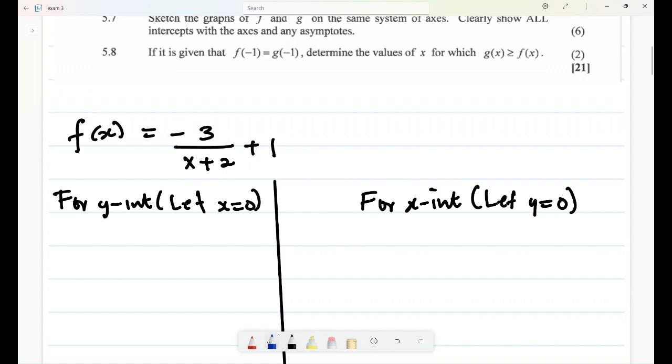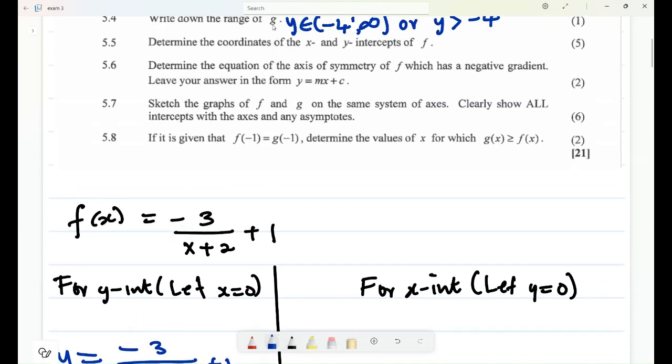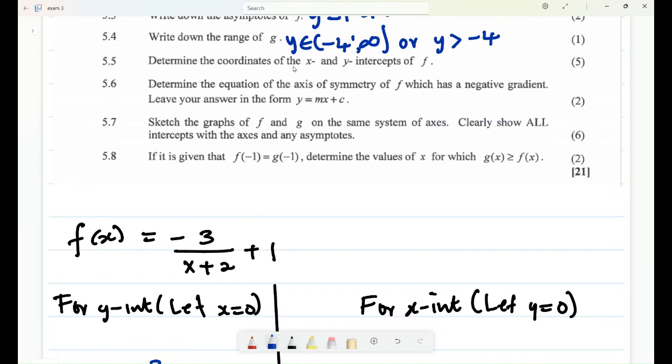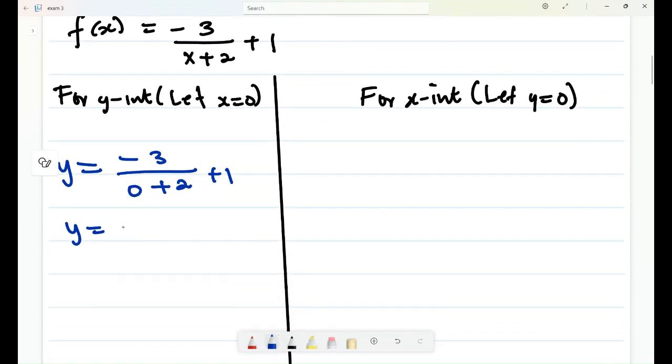So now let's calculate. For the y intercept, I have to let x equal to 0. So y is equal to -3 over, I let x equal to 0, 0 plus 2, plus 1. This one needs your calculator. Oh, let's see. Did they say the coordinates? Yes, the coordinates, all right. So y is equal to -3 divided by 2, which is -1.5, plus 1, it is -half. Therefore, the coordinate is when x was 0, y was -half.